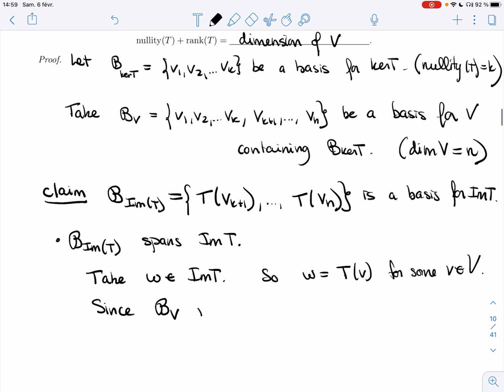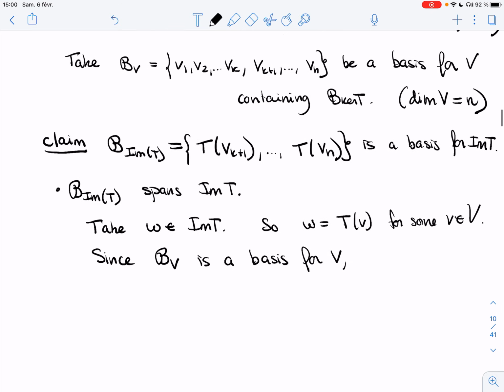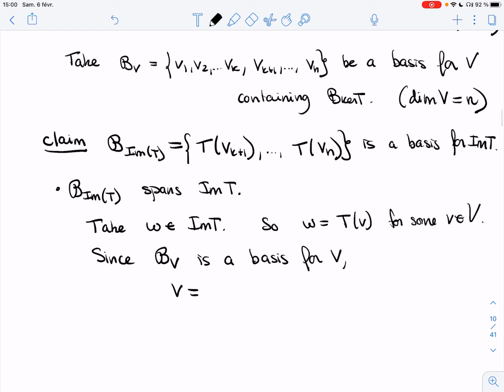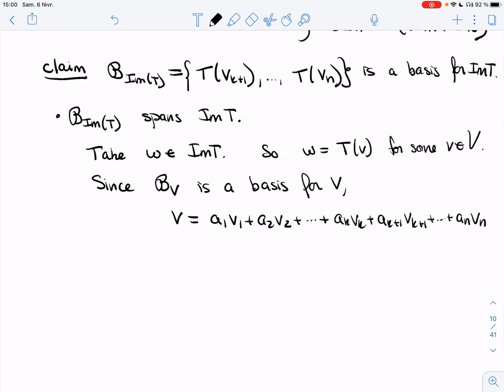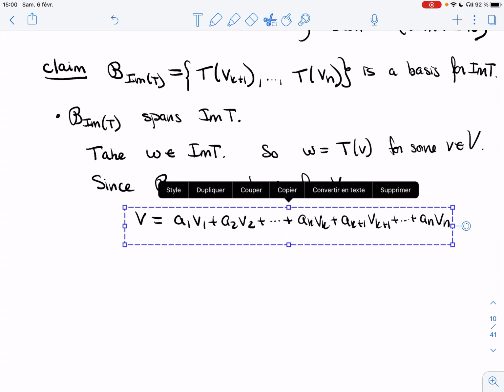So since B of V is a basis for V, then v equals a1 v1 plus a2 v2 plus ... plus ak vk plus a(k+1) v(k+1) plus ... plus an vn, right? Every time I'm amazed by how many terms I have to write. All right, so this is v. Let me move it a bit left so that it looks nicer.